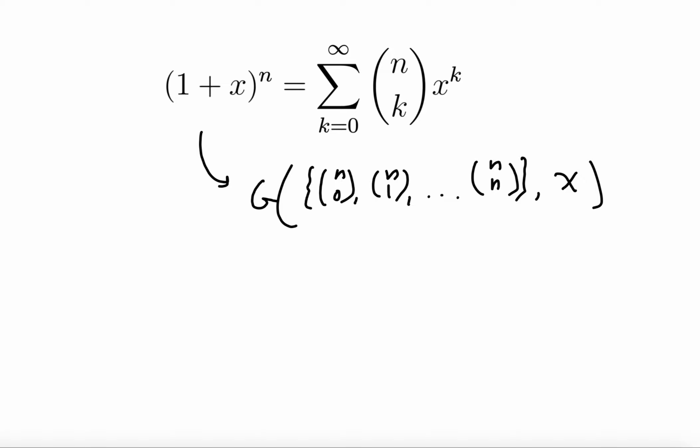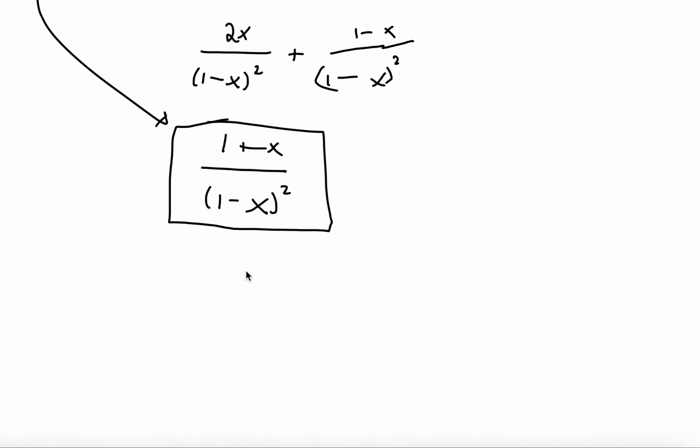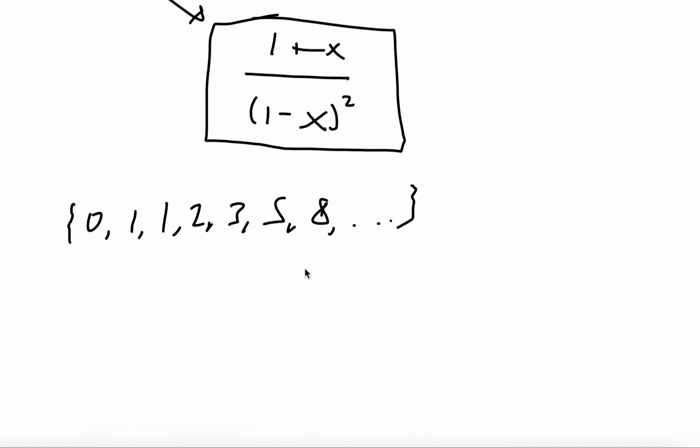So that's really cool. And the last thing I want to show in this video is how we can find closed forms using recursion and other sneaky tricks. So let's say I want to take the sequence 0, 1, 1, 2, 3, 5, 8, and so on and so forth, encode it in a generating function and find its closed form.